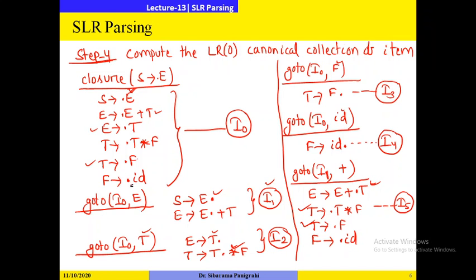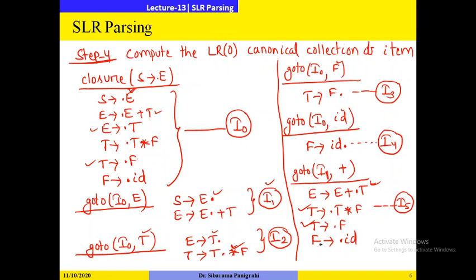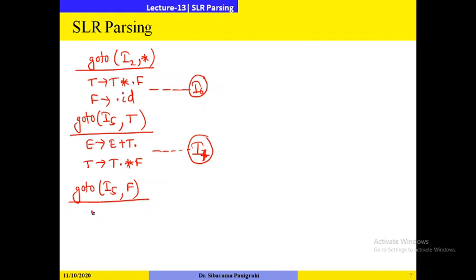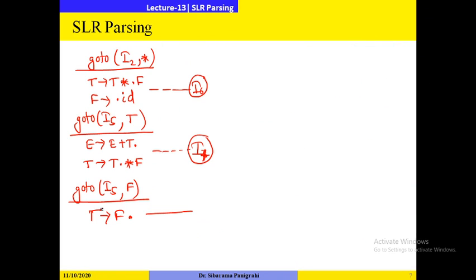So I5 comma F. So what will I get? You see where I can jump the F. T gives to dot F is there, so it will become T gives to F dot. Now you see whether this is already existing in any item set? Yes. You see T gives to F dot is I3. So go to I5 comma F will give you I3.